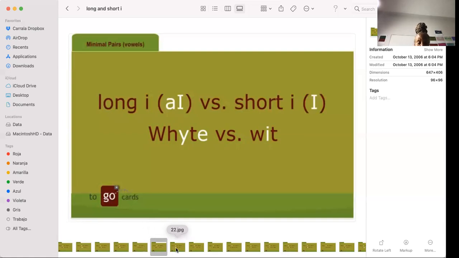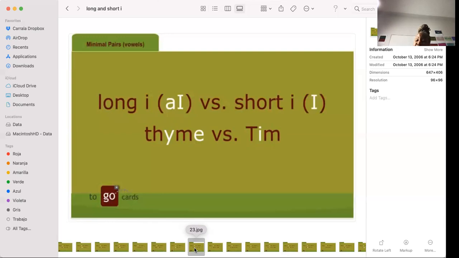Wit, right, writ. Thyme, which is a spice, time, Tim.